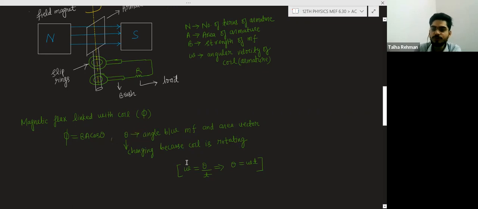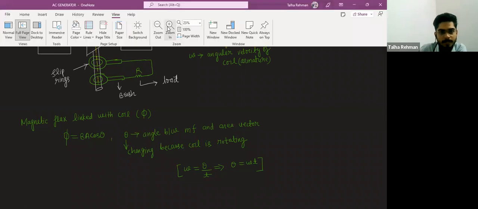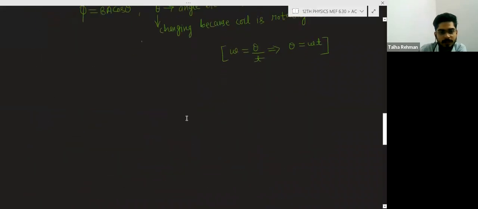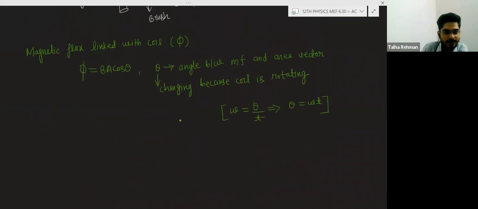And I have told you this omega is equal to theta by t. So theta can be written as omega t. So here we can write phi is equal to BA cos theta. The magnetic field is not changing, the area of the coil is not changing, theta is changing. So theta we can write as omega t.